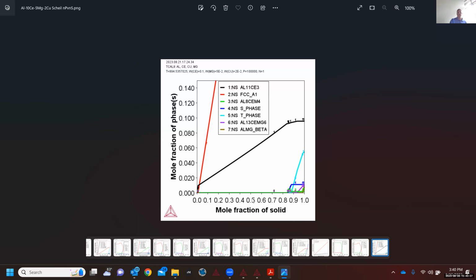And when we go look at the microstructure of this alloy, we can compare. Hey, we do have about 9% aluminum 11 cerium 3. We do have about 5 or 6% T phase. Some of these other phases don't actually form. We might have some S phase, but that'll tell us exactly what we expect to see in our microstructure.